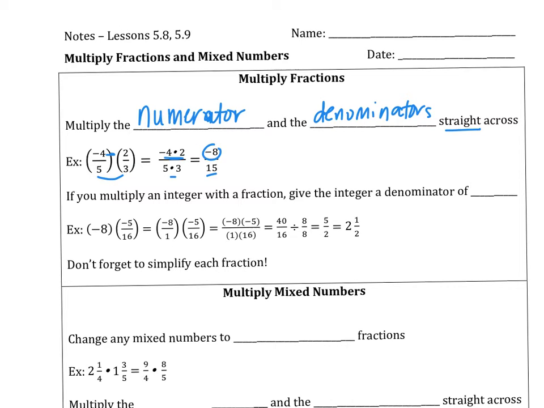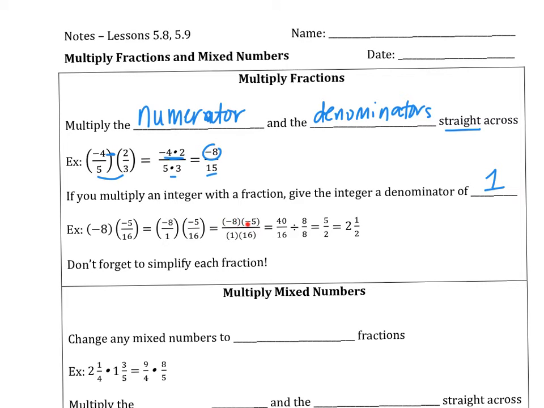If you multiply an integer with a fraction, you want to give the integer a denominator of 1. So right here, we have a negative 8 times a negative 5/16. We're multiplying a whole number with a fraction, so you just put that whole number over 1. It turns it into a fraction so you can multiply straight across.